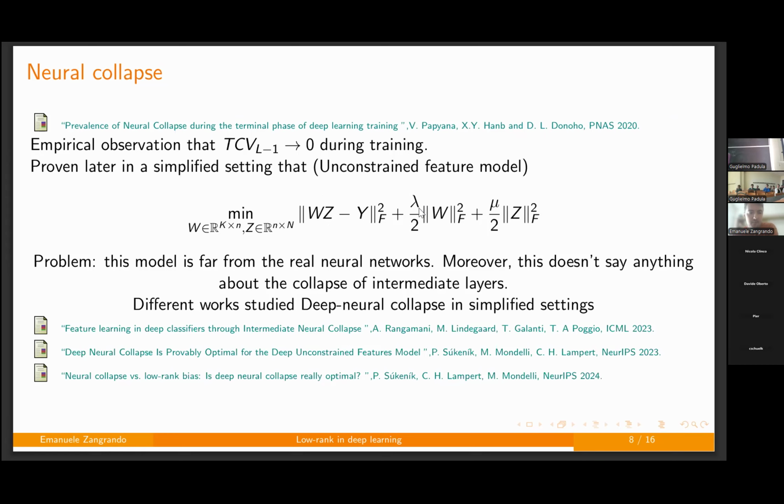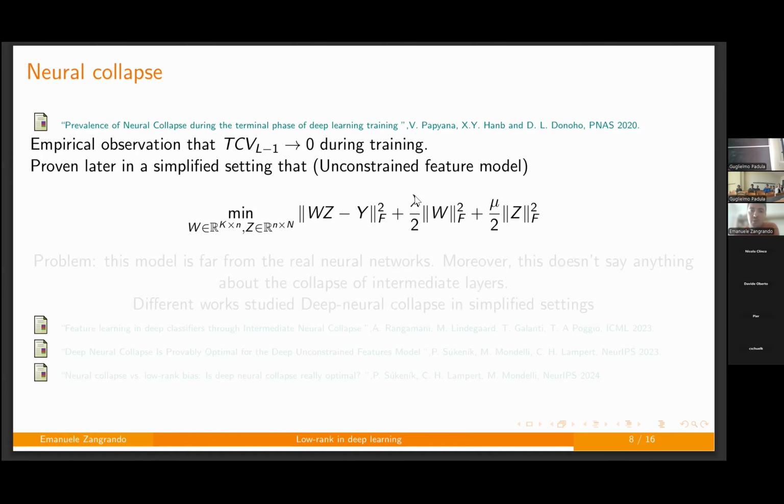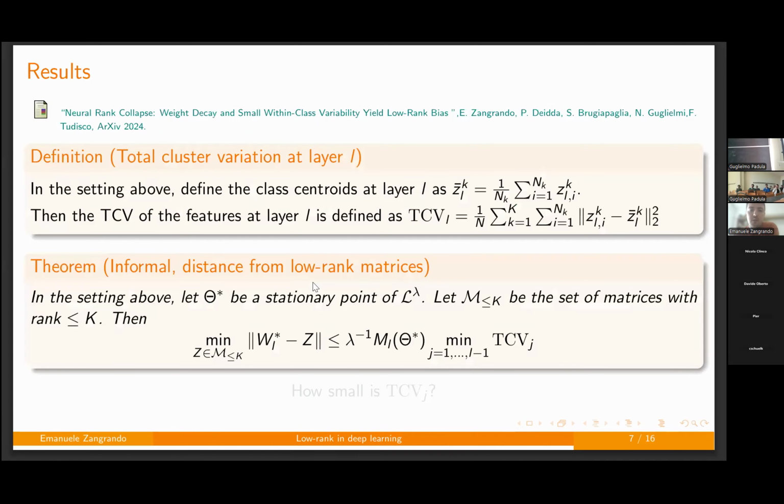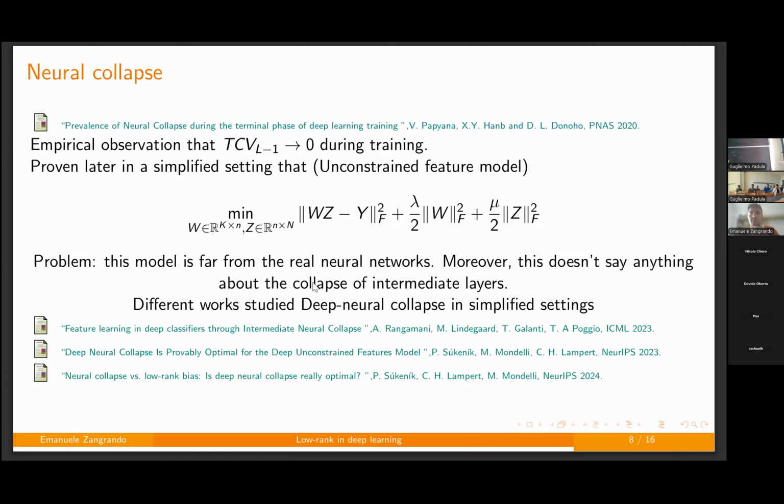And I would like to mention also, maybe I didn't do it before, that weight decay is actually crucial to observe this low-rank phenomenon. I showed it in the slide before, but in general, there are a lot of examples in which numerically you don't observe low rank if you don't have weight decay, so if lambda is equal to 0.